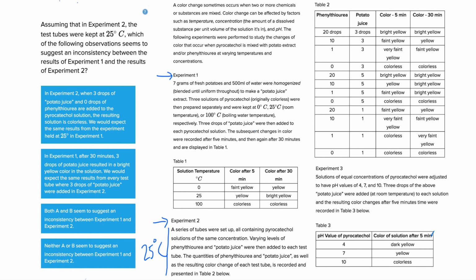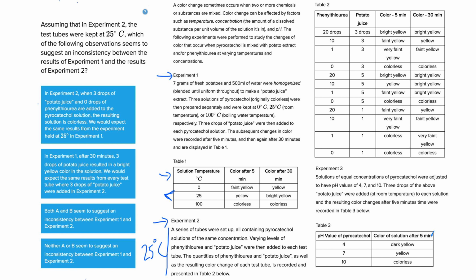And in particular, I have a row here that shows us the result of a solution temperature of 25 degrees Celsius. Okay, so I have a feeling that that row of data is going to be important. And at this point, I'm probably going to need to read through my answer choices because I need a little more information about what I'm looking for. Okay, so let's look at the first one.